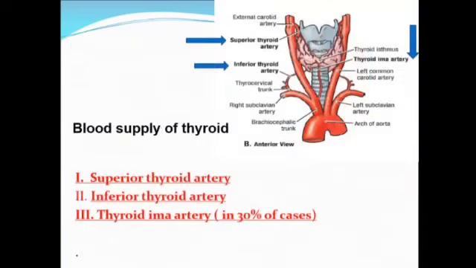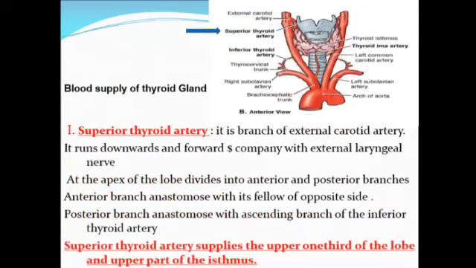Now the blood supply of the thyroid gland. The thyroid gland is supplied by the superior thyroid artery, the inferior thyroid artery and the thyroidea ima artery in 30% of cases. Now we will see the blood supply of the thyroid gland by the superior thyroid artery.